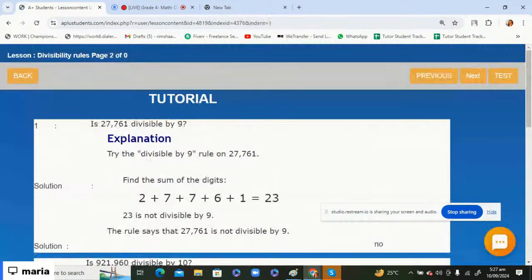27,761 is divisible by 9. Let's check it out. Add up all the numbers, then divide by 9, then tell me. Everyone solve this question. This is so easy. Yes. 27,761 is divisible by 9.